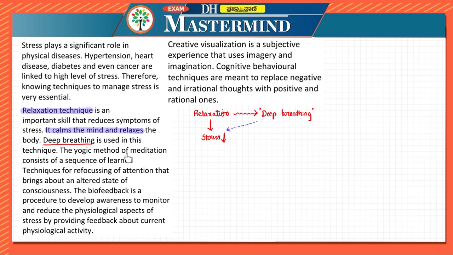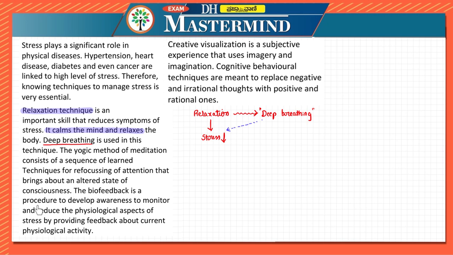The yogic method of meditation consists of a sequence of learned techniques for refocusing of attention that brings about an altered state of consciousness. We know that in yoga there is meditation, and in meditation they tell about concentration on our breath itself. So our breathing has to be concentrated while we are in a meditative state. They are defining the yogic method of meditation: it has sequences of techniques for refocusing attention that bring about an altered state of consciousness.